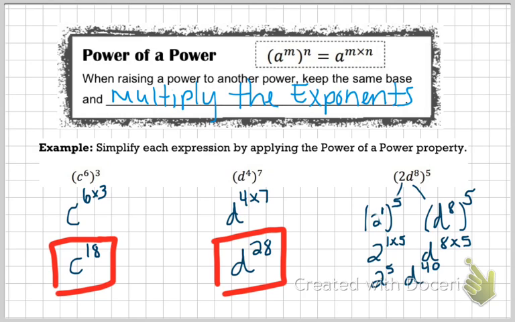But this answer is one in specific, which is 32. So our final answer is 32d to the 40. This is what we call a simplified answer. Not this where we have an exponent where an integer has an exponent. This is what we call the final simplified answer.